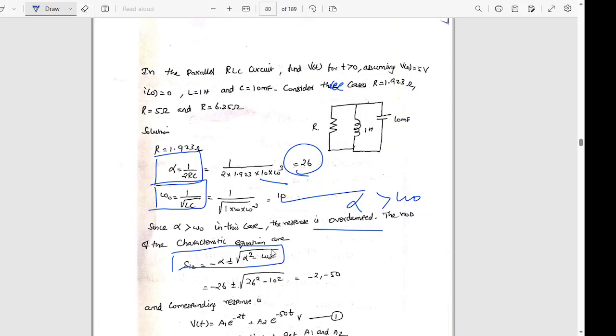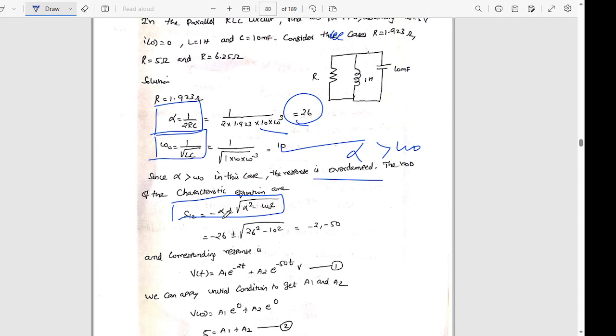If the response is overdamped, what equation do I need to consider? I need to consider V of t equal to a1 e power S1t plus a2 e power S2t. So that is what I need to consider. We need to remember this formula, and then we need to find the roots.